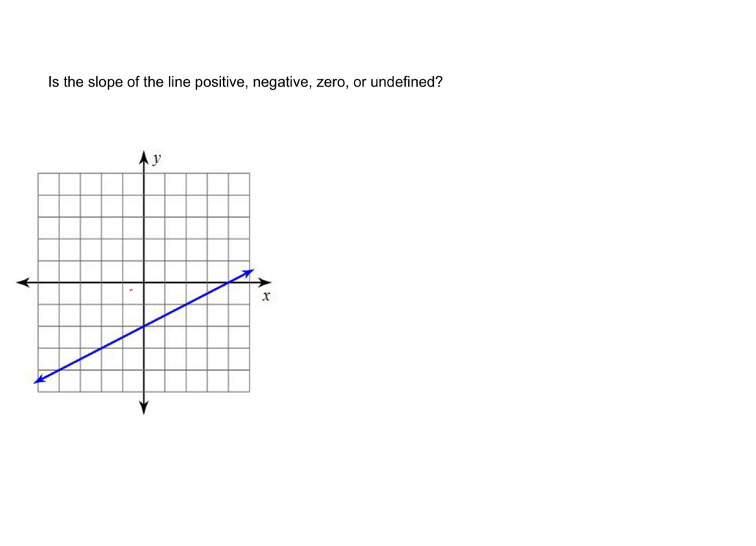Again, we are going up. We are increasing in y uphill. So this is called a positive slope.